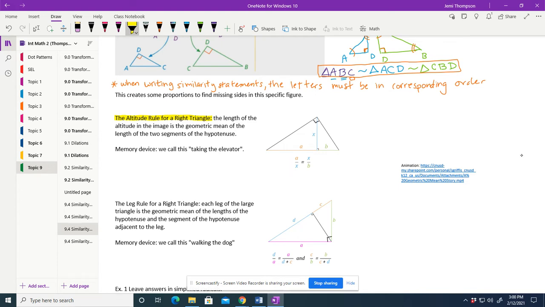The first one's a little bit easier to understand. The altitude rule for a right triangle says the length of the altitude, so in this question that's x, is the geometric mean of the length of the two segments of the hypotenuse. All right, let's talk about geometric mean really quick.